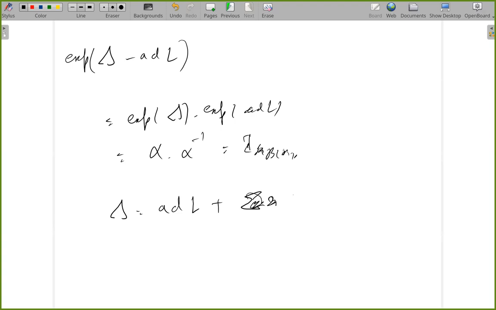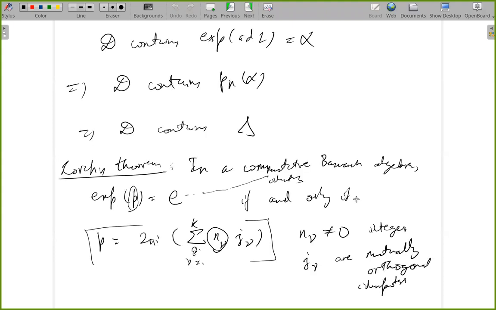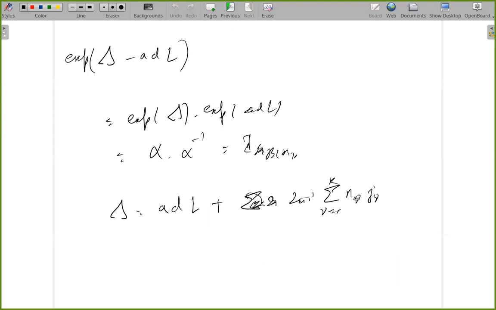2 pi i times the summation over nu, J nu, for nu equals 1 to k. I mean, J nu you can think of as a Riesz idempotent, because you already know by the spectral mapping theorem that the spectrum has to be discrete. It has to be only on those points, e to the 2 pi i n. Then you take a contour around it and find the Riesz idempotent and so on. So yeah, the proof is not too hard or technical. It's very intuitive and very nice.